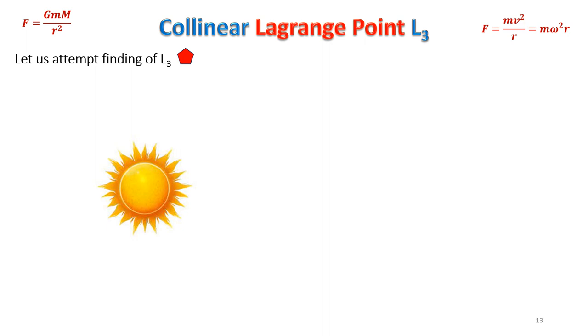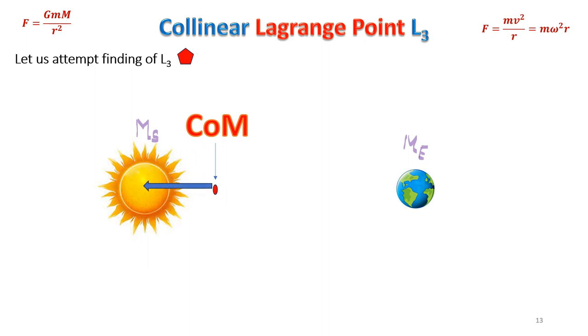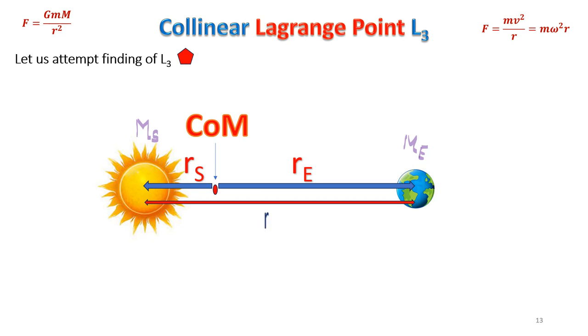Now consider the first celestial object, which is the Sun. We are going to characterize M suffix S as the mass of the Sun. Then the other celestial object is the Earth, and its mass is represented by M suffix E. We have the center of mass as we defined in the earlier slide, and this center of mass is the origin of our new coordinate system, which we are going to call an inertial frame of reference. The position vector of the Sun is represented by RS, and R suffix E represents the position vector of the Earth. The distance between the two celestial objects, Sun and Earth, is small r. Now, this is the location of the Lagrange point L3.